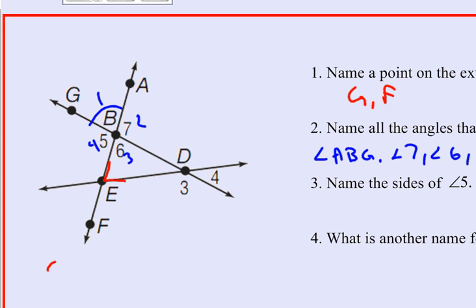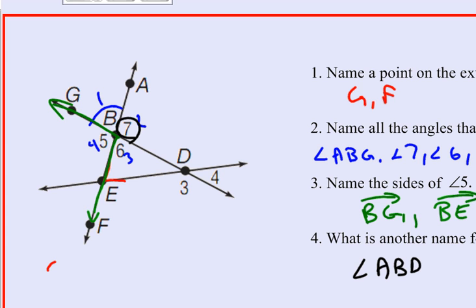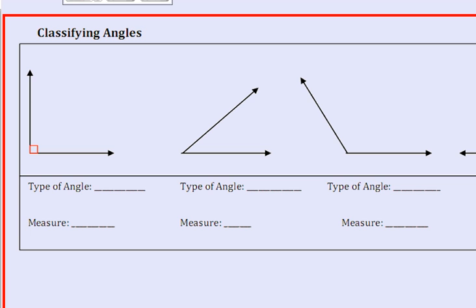Name the sides of angle 5. Angle 5 is right here. So what two rays create that angle? Well, you're looking at ray BG and you're looking at ray BE. That's what you're looking for. So what's another name for angle 7? Well, angle 7 is right here. So another name for that would be either ABD or angle DBA. That's what you're looking at for those two.